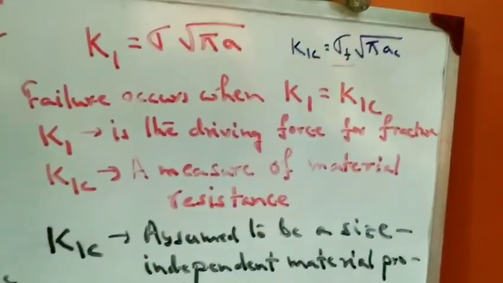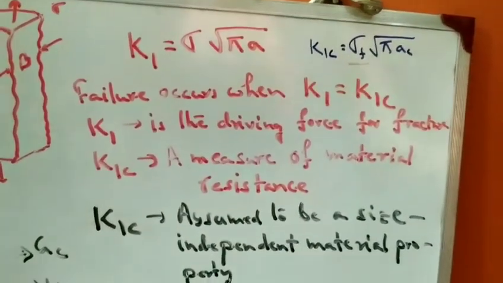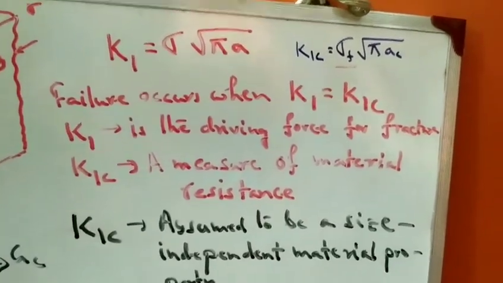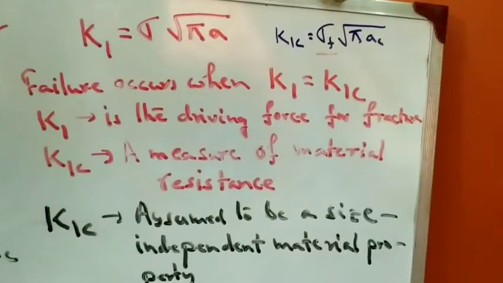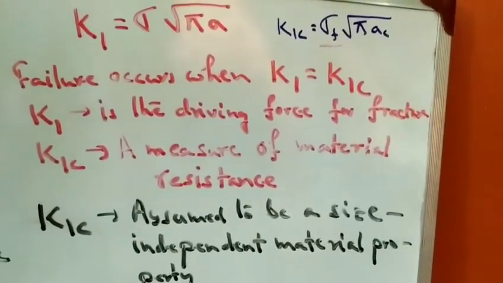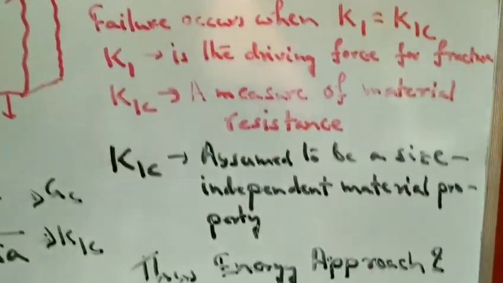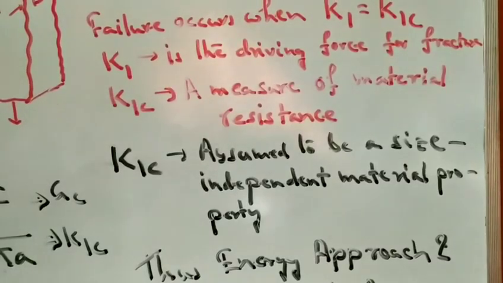What I want to say is that K1C is basically a material property, because it is up to that limit of K1 that the material could resist. If you come to the value of K1C, fracture will take place. So K1C is considered as a material property. Like G1C, K1C is also assumed to be size independent, because it is a property, so it has to be a size independent material property.